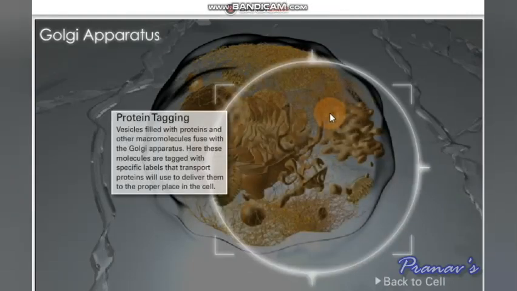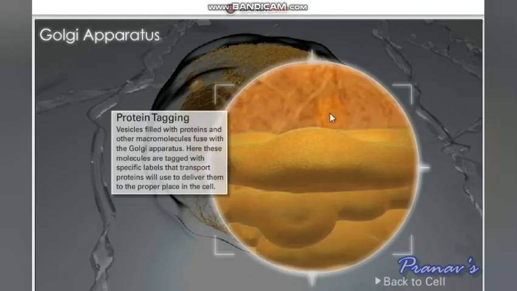The Golgi apparatus was first described by Camillo Golgi. The functions of Golgi apparatus include the storage, modification and packaging of products in vesicles. The Golgi apparatus is also involved in the formation of lysosomes.